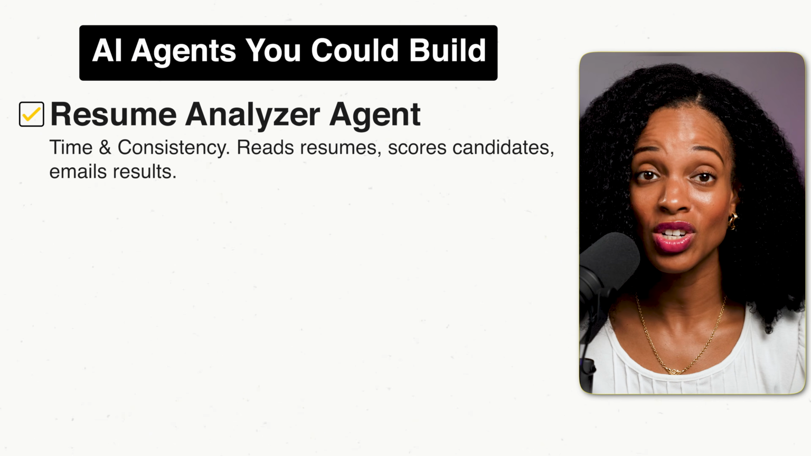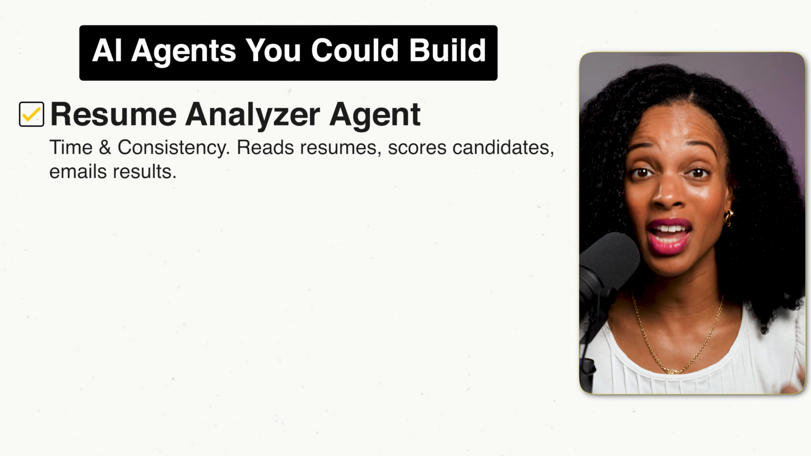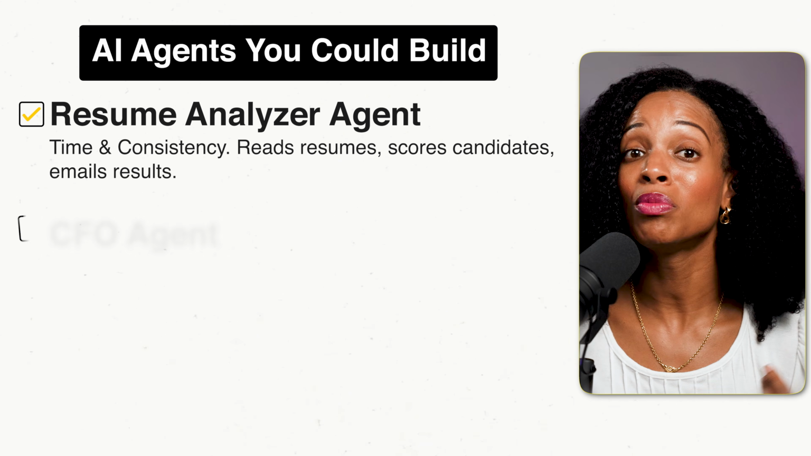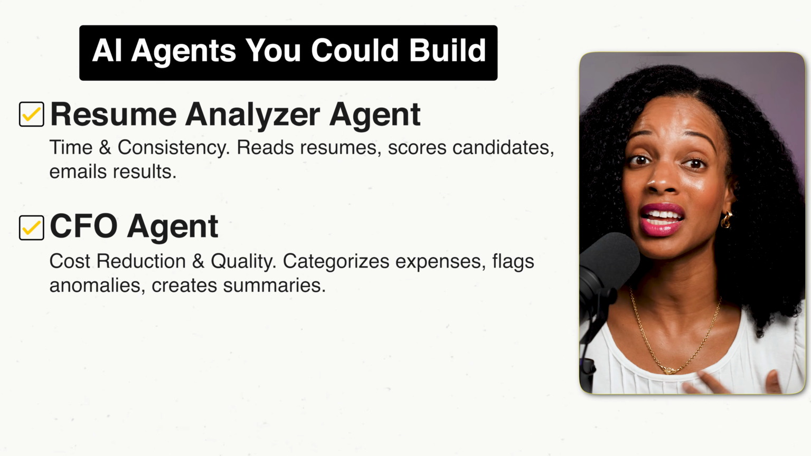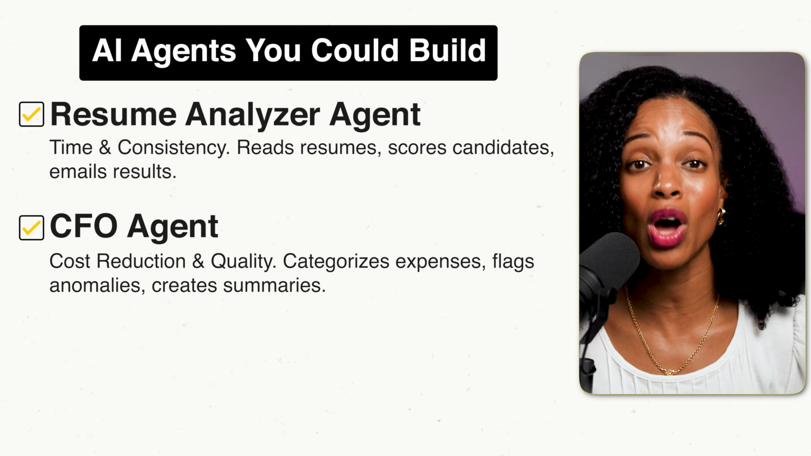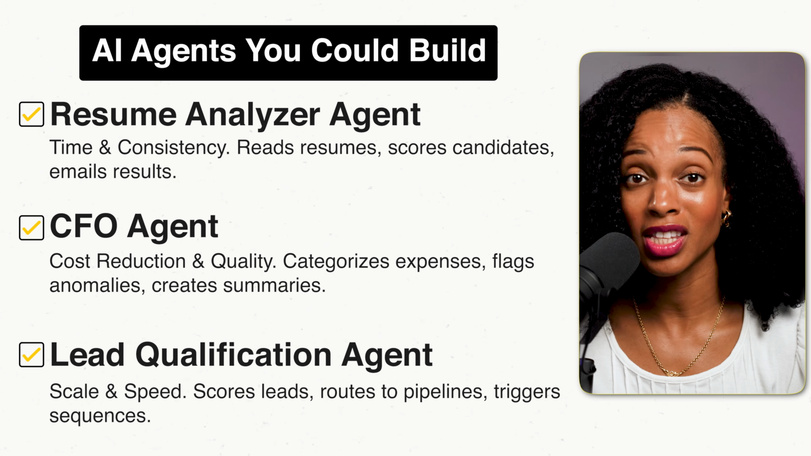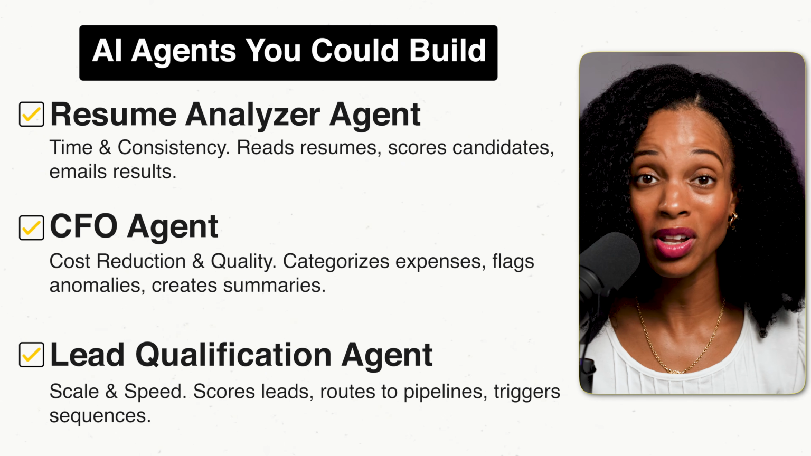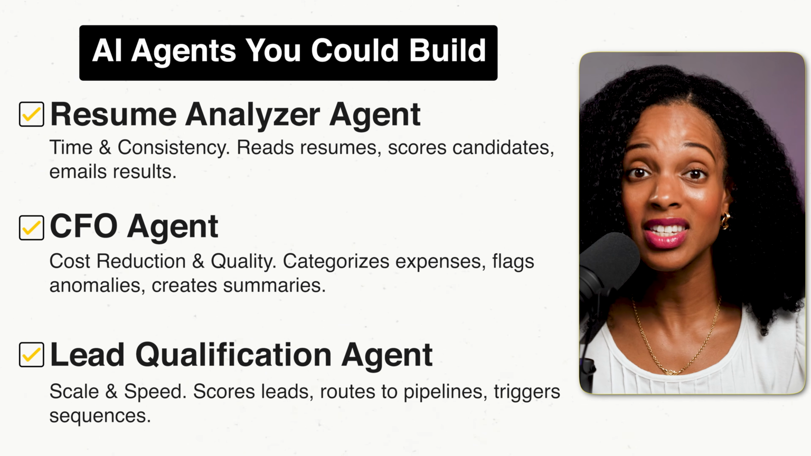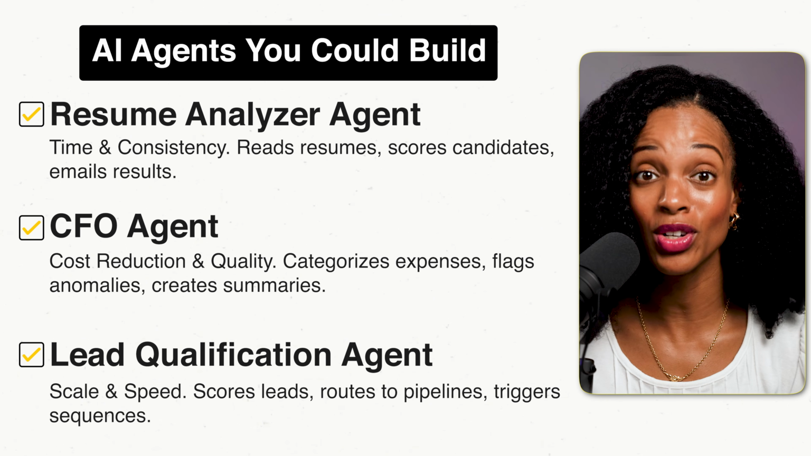Now, here are 3 examples of AI agents that you could build. You could build a resume analyzer agent, so it could read resumes, score candidates, and email results. You could build a CFO agent, so something that categorizes expenses, flags anomalies, and creates summaries. Or you could build a lead qualification agent that scores leads, routes to pipelines, and triggers sequences. These examples demonstrate those 5 pillars in action.